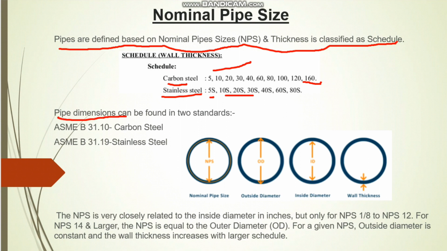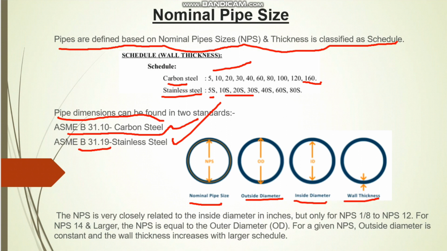Pipe dimensions can be found in two standards: ASME B36.10, which is for carbon steel, and ASME B36.19, which is for stainless steel. So this is the arrangement. You can see we have the nominal pipe size to identify the pipe. We have the outer diameter, the inner diameter, and the pipe wall thickness.